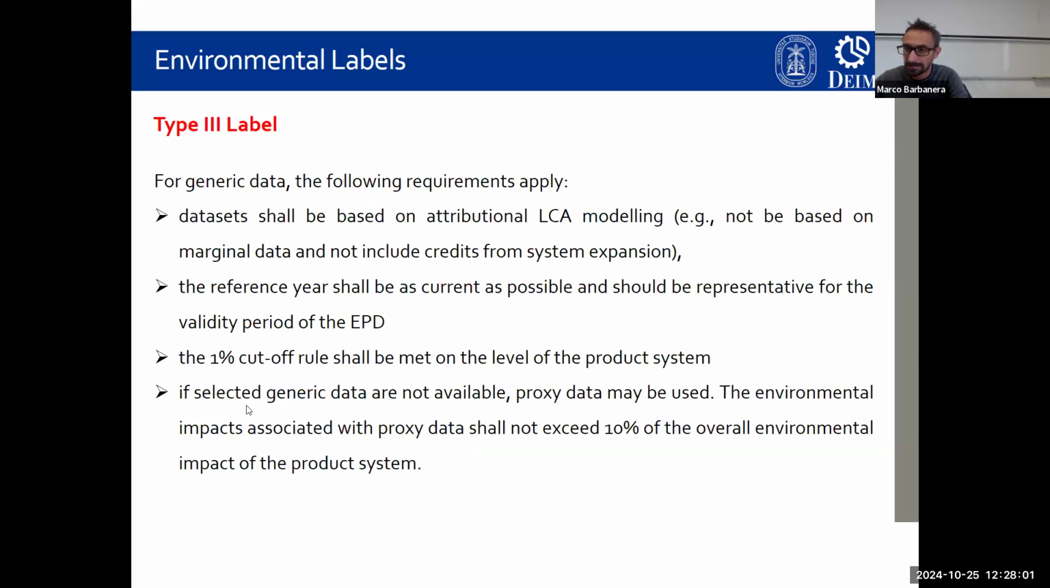In fact, typically, if selected generic data are not available, proxy data may be used, but the environmental impacts associated with proxy data shall not exceed 10% of the overall environmental impact of the product system. So in the guidelines, we can find these thresholds for the use of proxy data. Also, for example, in the guidelines, you can find other rules.